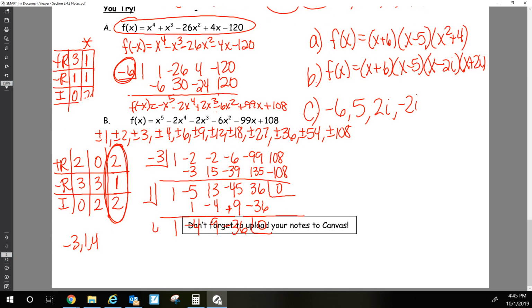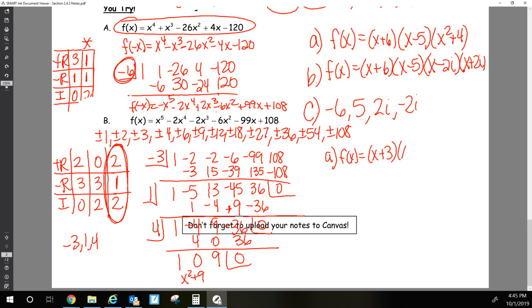And then our last one we said we thought was 4. Trying that guy out, we got 1 times 4 is 4. Minus 4 is 0 times 4 is 0. Plus 9 times 4 is 36. And there we go. Now we've got all of the factors that we need to write for A. So A is f of x is x minus a negative 3, so x plus 3. X minus 1. X minus 4. And then my irreducible quadratic factor is going to be x squared plus 9. Good?